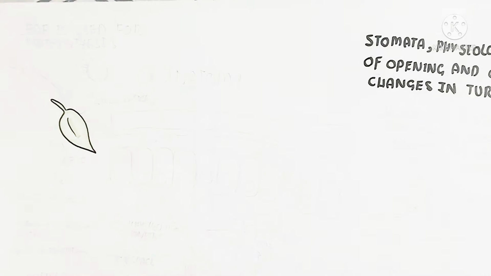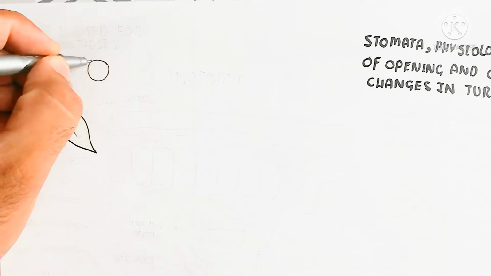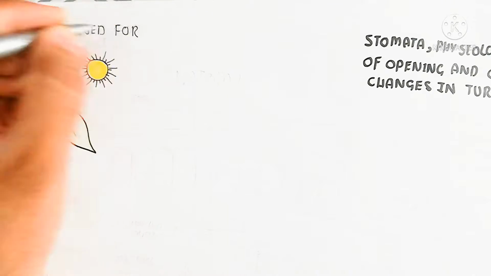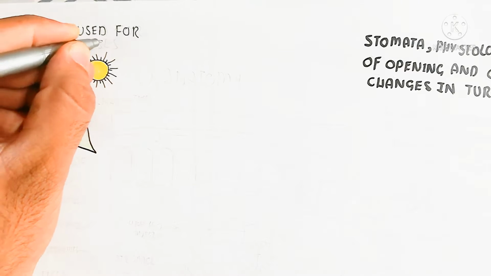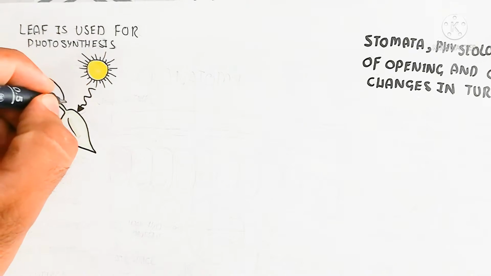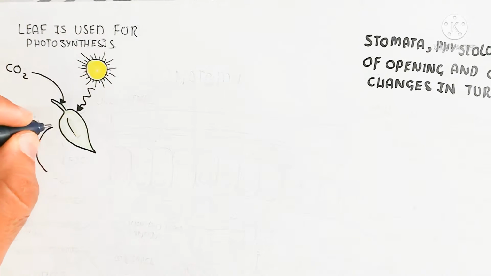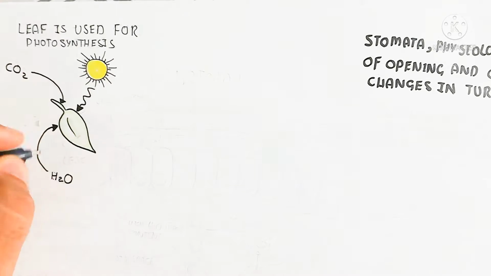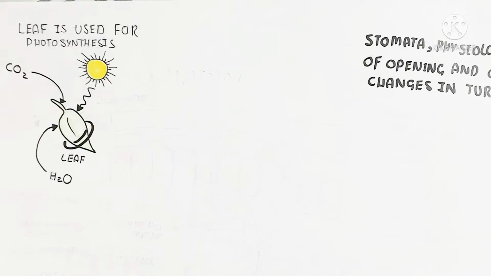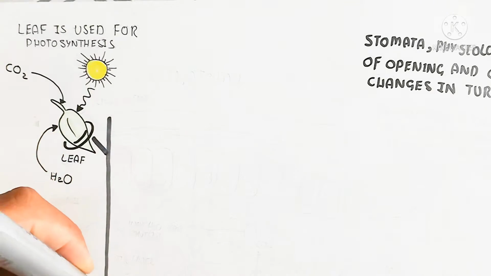So here is the leaf. This leaf absorbs light in the presence of chlorophyll. Chlorophyll is present in the palisade mesophyll cells and spongy mesophyll cells. In this way, carbon dioxide will be fixed during the dark reaction and water will be used, which is known as photosynthesis. So the leaf is used for photosynthesis, and that is why it is known as an autotroph, because it produces energy itself. The water will be absorbed from the root, and the carbon dioxide will be fixed from the air, and light in the presence of chlorophyll drives photosynthesis.